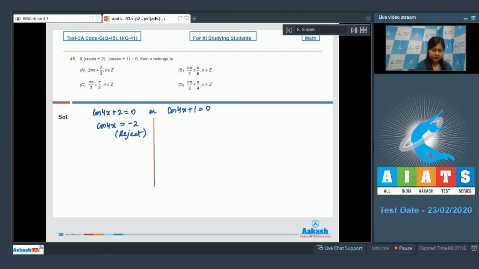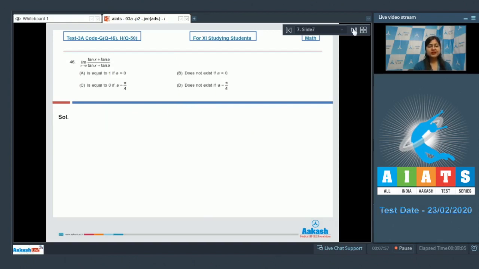Now from the second case we get cos 4x equal to minus 1, which means that 4x is equal to (2n + 1) pi. So dividing by 4 we get x is equal to (2n + 1) pi by 4, that is n pi by 2 + pi by 4 for n belonging to integers. So from the given options, option number D is the correct choice.